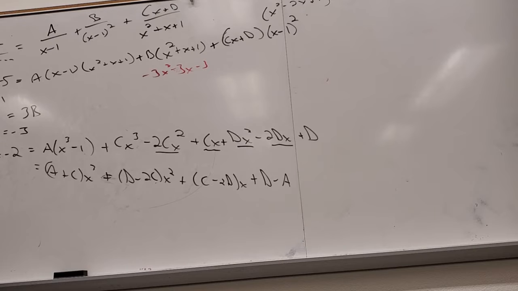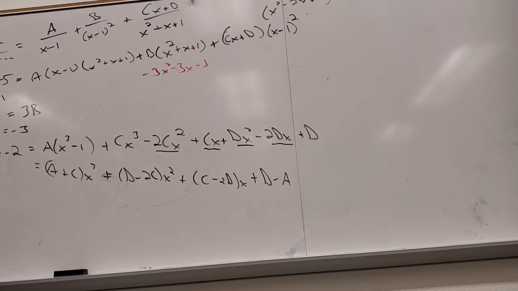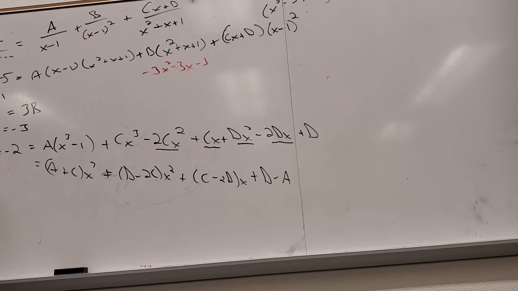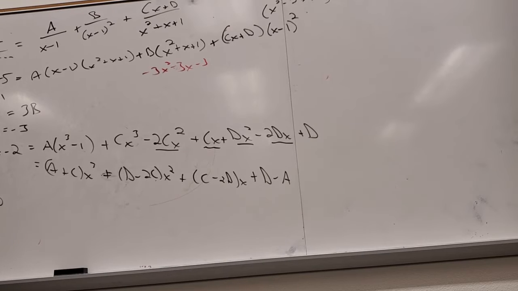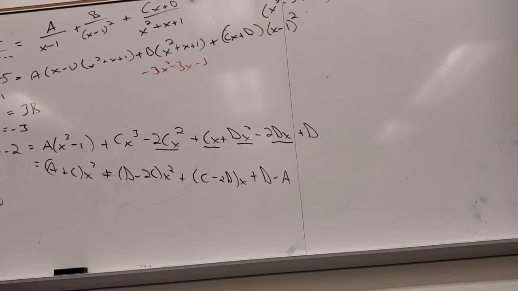Right? So now what's A plus C? 1. What's D minus 2C? -10. What's C minus 2D? 11. And what's D minus A? -2. And now you just solve this however you want to.